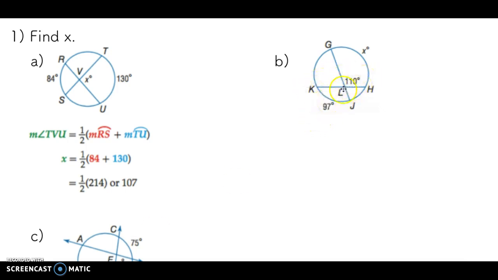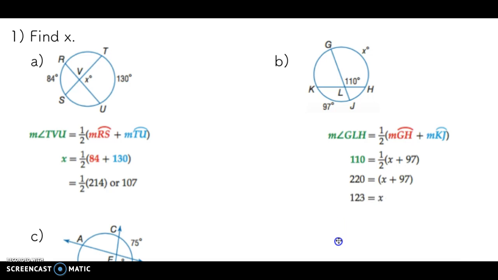Okay, if you worked B on your own, we now have the angle, and I'm asking you to find the measure of one of the arcs. So here the angle, 110, is going to equal half of the sum of 97 plus x. When you work through this, you're going to have to solve for x algebraically. No big deal, right? Just multiply both sides by 2 to get rid of that half, and then subtract this 97 from each side, and you get 123.